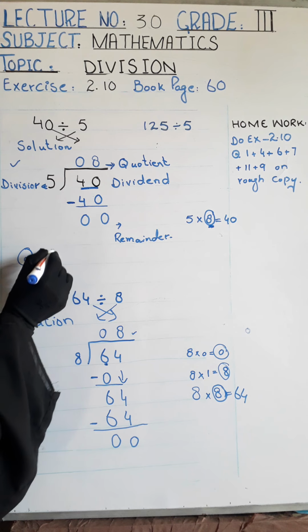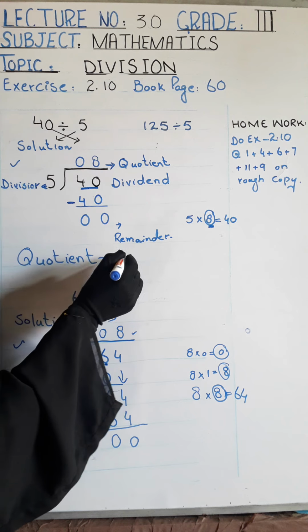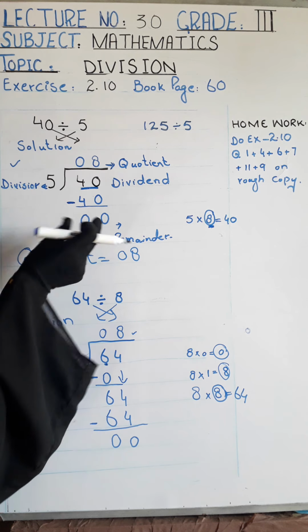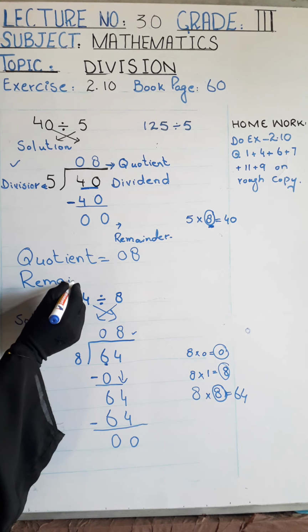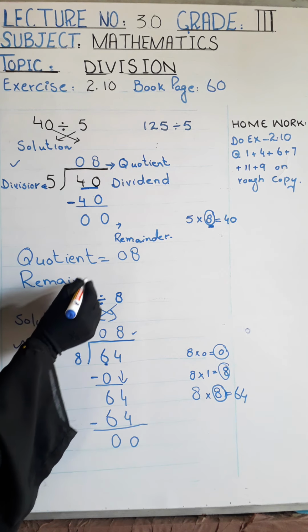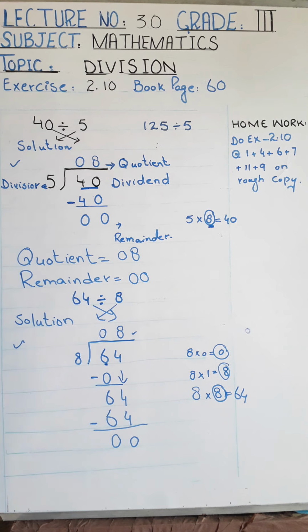Then we write the quotient. The answer of division is called the quotient. Its quotient is 8. And the remaining part is called the remainder. So its remainder is 0, nothing. This is called complete division. A remainder of 0 means complete division. And students, you must write this at the end of the question. Clear, student? Now you can solve the question here.